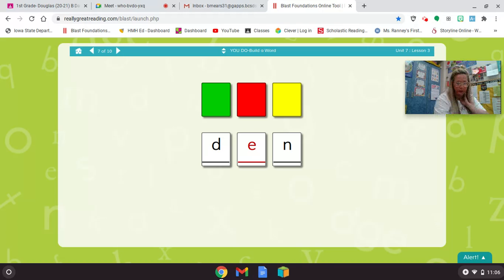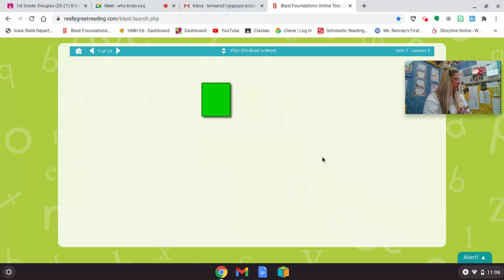Okay. Here we go on the next word. Well, touch and say den. D. Eh. N. Den. Okay. Clear your board. The next word we're going to build is bed. My bed is nice and comfortable. Bed. Let's stretch it. Good. 3 sounds. B, ed. D.